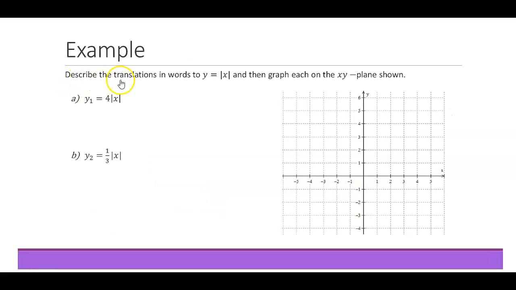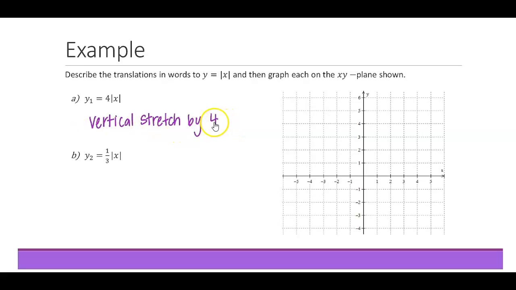In this example, we want to describe the translations in words to y equals the absolute value of x, and then graph each on the xy plane shown. So we'll start with y1 equals 4 times the absolute value of x. Well, since 4 is on the outside, we think of it as affecting the y value, and if I affect the y, we should think vertical. So this is going to be a vertical stretch because 4 is greater than 1. That's how we know it's a stretch. So it's a vertical stretch by the number 4. That's the translation in words, a vertical stretch by 4.